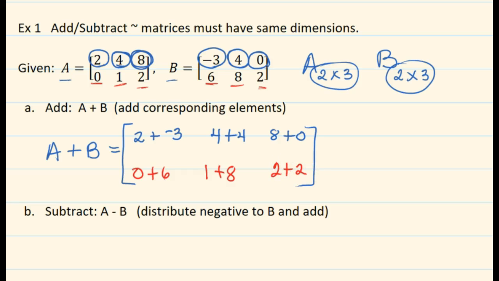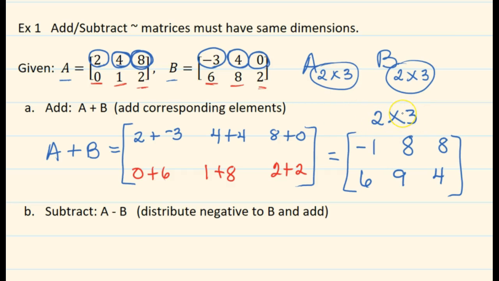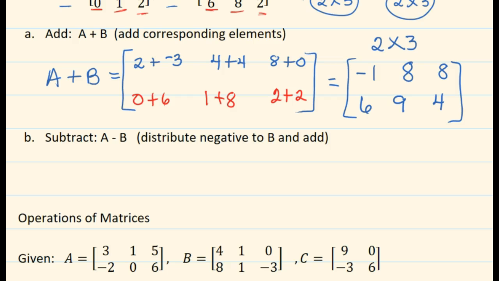So what we notice is that our end result will be negative 1, 8, 8, 6, 9, and 4. Also notice that our answer here has 2 by 3 dimensions. So we need the exact same dimensions, and we will get the exact same dimensions when we're done. Now let's try subtracting matrices.